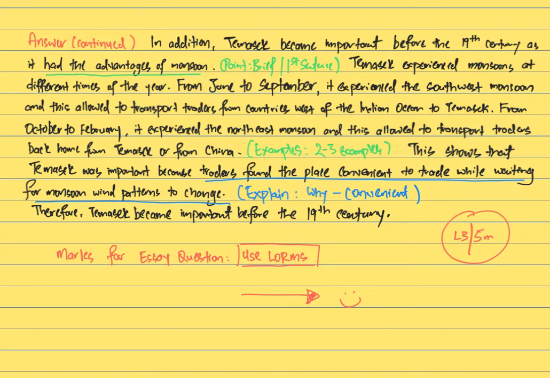So the last sentence is typically your link, which is the last sentence of the paragraph. So in total, these two paragraphs from the first slide and the second slide can get you up to L3 5 marks. Now in my next slide, I'll be telling you how do we mark for essay questions in history using LORMs, and what do LORMs stand for.